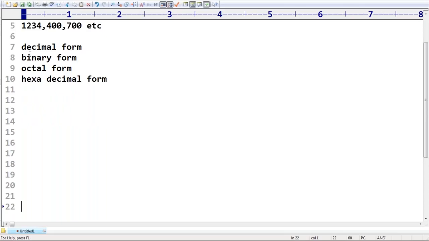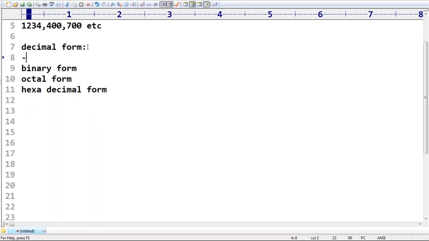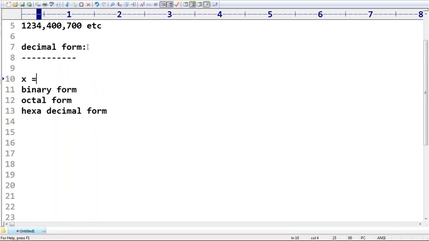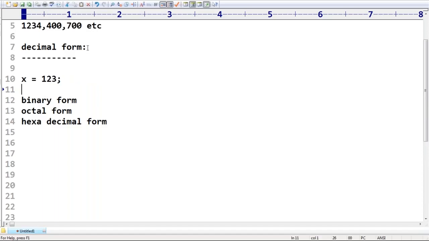Decimal means base 10. Allowed digits are 0 to 9. It is the default form. I hope you are aware. For example, x is equal to 123 is nothing but decimal.